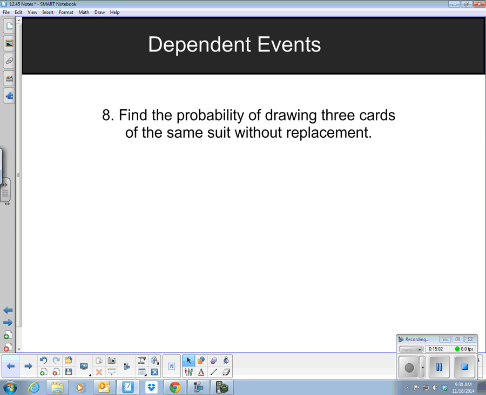All right, did I skip one? 3 cards, same suit, without replacement. So basically, here's kind of what I would do. The first one can be anything, can't it? So the first one's just going to be like 52 out of 52. You're not picking a suit. You don't care if it's hearts, clubs, spades, or diamonds. It doesn't matter. You pick your first card.